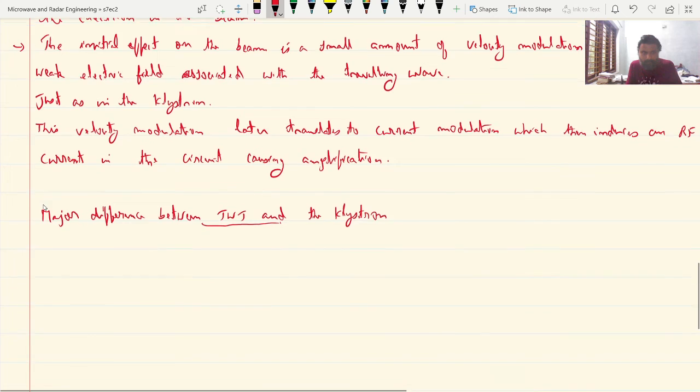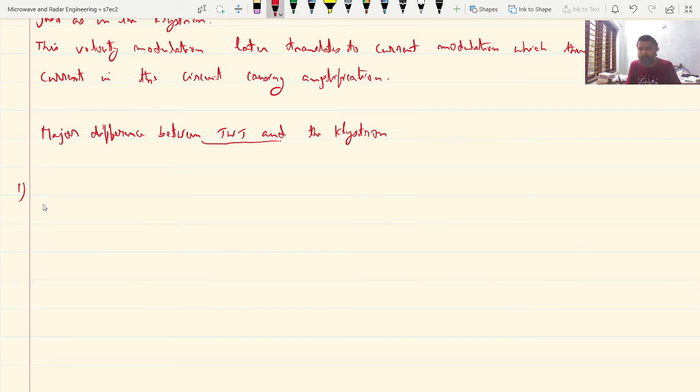The first point what I will write: the interaction of electron beam and RF field in the traveling wave tube is continuous over the entire length of the circuit. But in case of klystron, the interaction occurs only at the gaps of a few resonant cavities. That I have already discussed. In the two cavity klystron amplifier, we have gap A and gap B, so the interaction occurs there. Whereas in this case, the interaction is throughout the structure of the traveling wave tube.